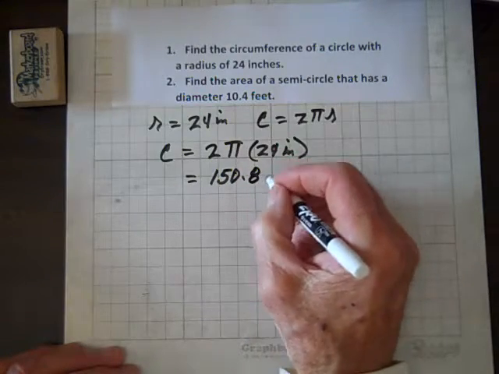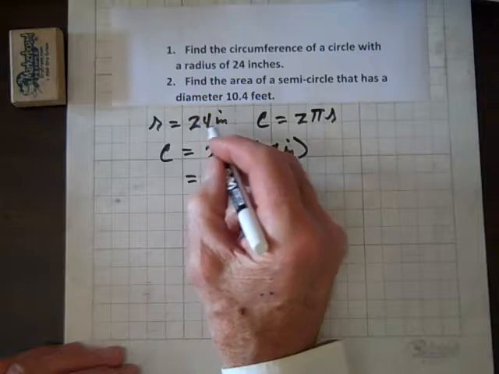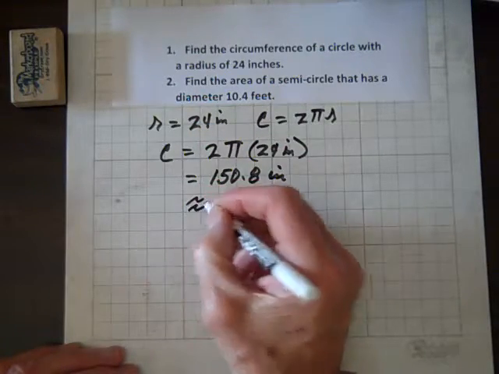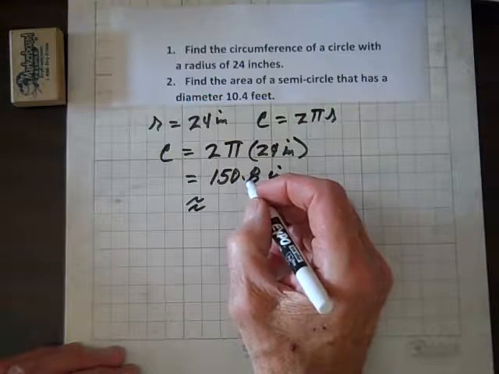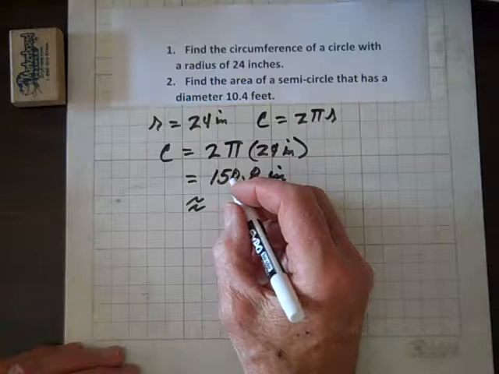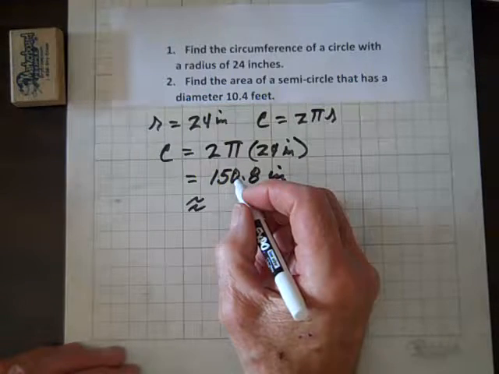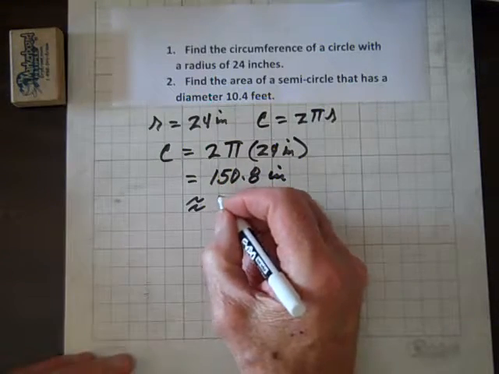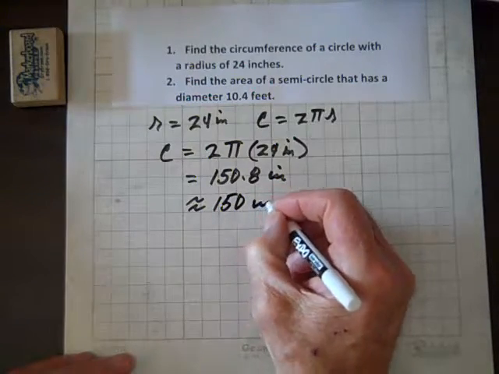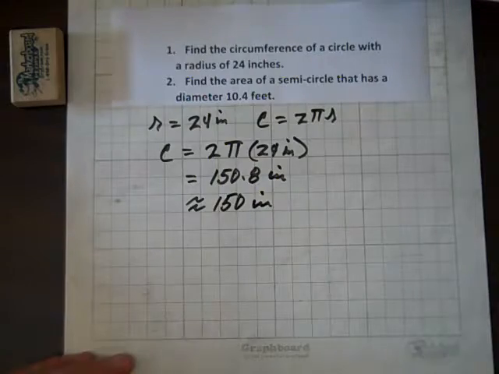150.8, and that's rounded, inches, but the radius is just in terms of 2 significant digits, so we're going to round this to 2 significant digits. And we'll look at the 0 and around that, and it just rounds to 150 inches, and those are significant digits.